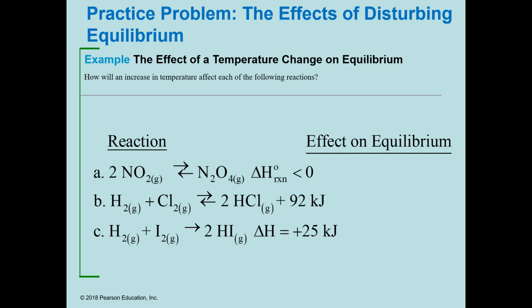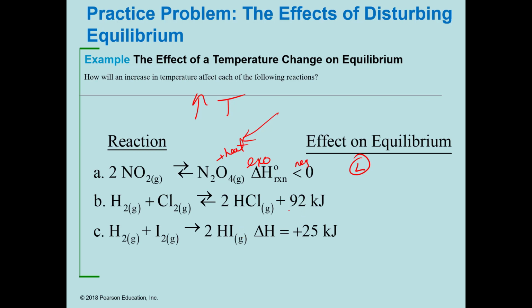On these, I'm going to increase the temperature. So I have to evaluate, are they exo or endo? Delta H is less than 0, that means it's negative, so that means it's exo. So that means heat is a product. I'm increasing the temperature, so I'm adding heat. So I'm adding heat from the product side, so I am shifting it to the left.